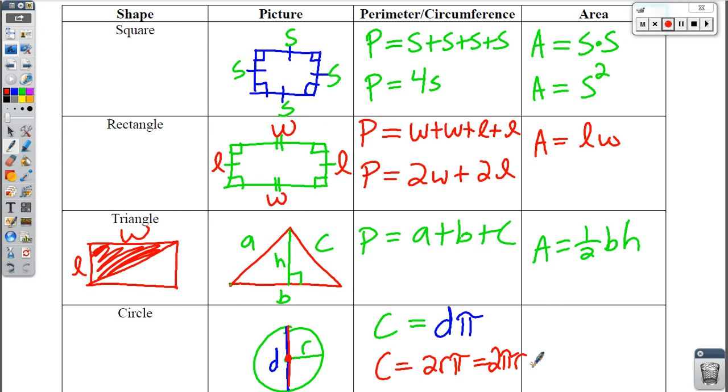Really no difference between those though, again because you can multiply numbers in any order. So 5 times 2 is the same thing as 2 times 5. Doesn't matter what order you multiply them in. So we can rearrange that to get 2 pi r. If you prefer it as just 2r times pi, that's fine too. As far as the area goes, we're going to use pi again. This time area is pi times the radius squared. So we do not use the diameter for area, just the radius.